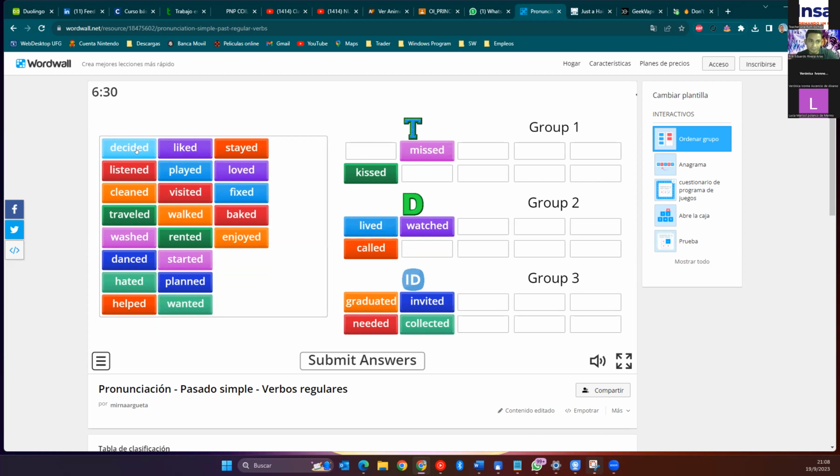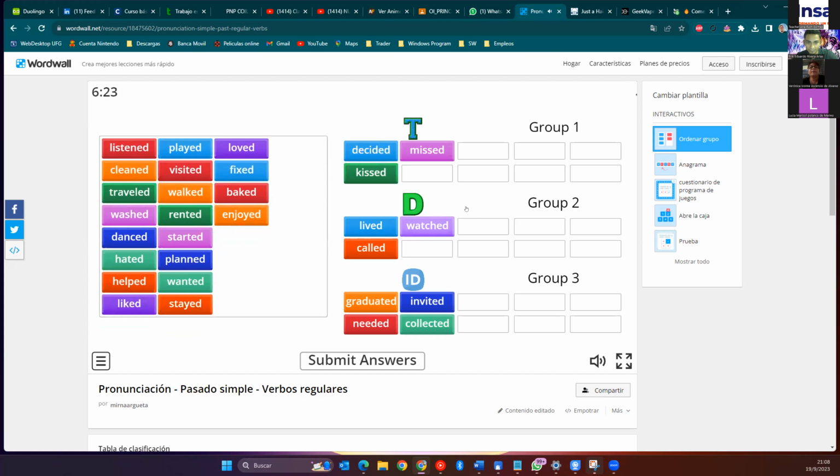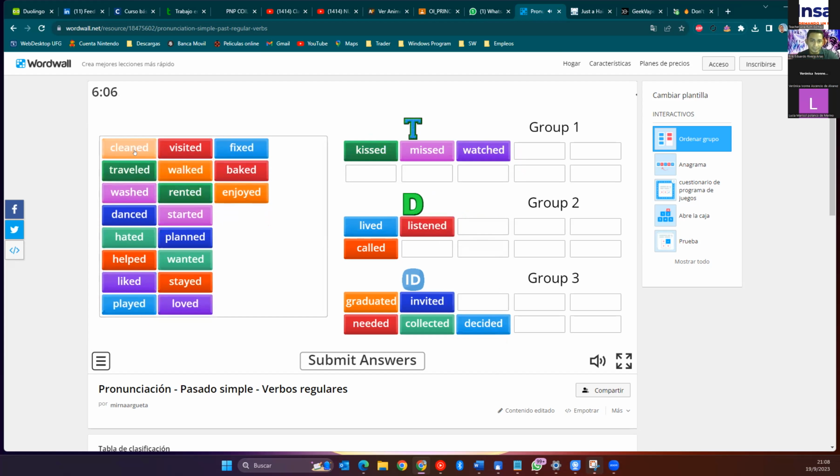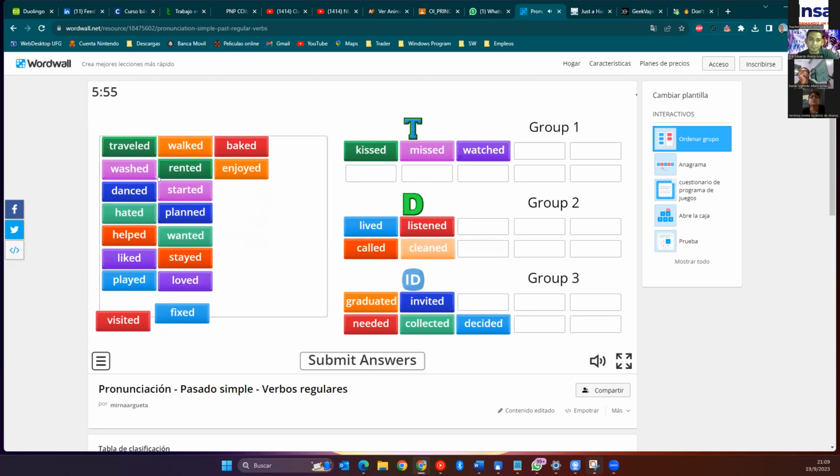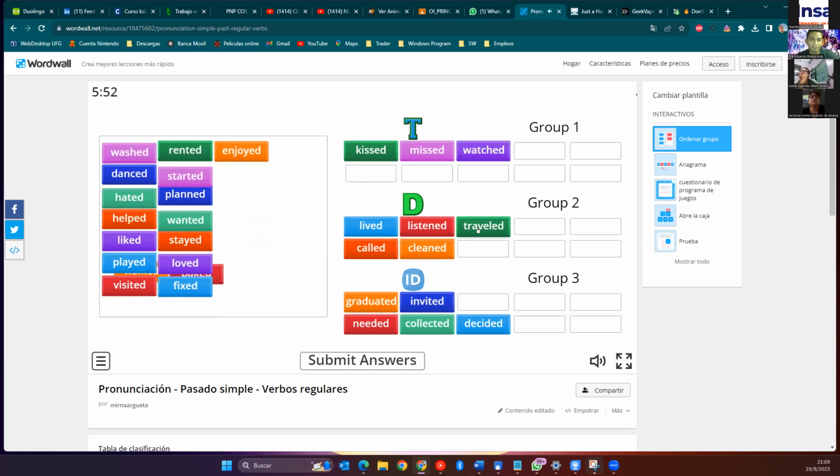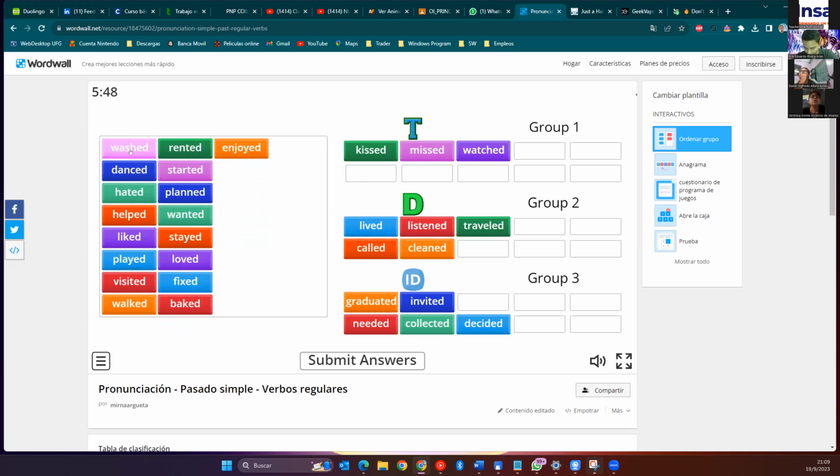What is the washed? El grupo de la T. Washed. Listened. Listen is the decided in second group. Cleaned, the second group. Troubled. Wash, washed, first group, number one. Yeah, number one. Washed.